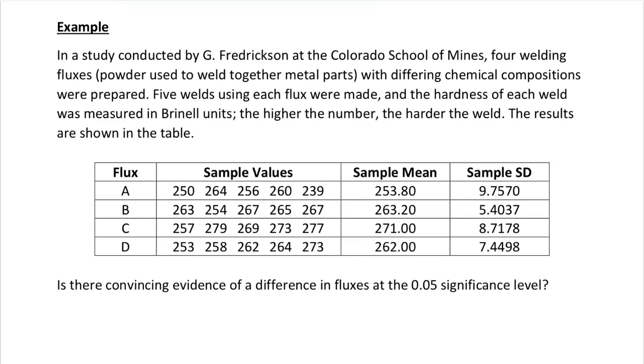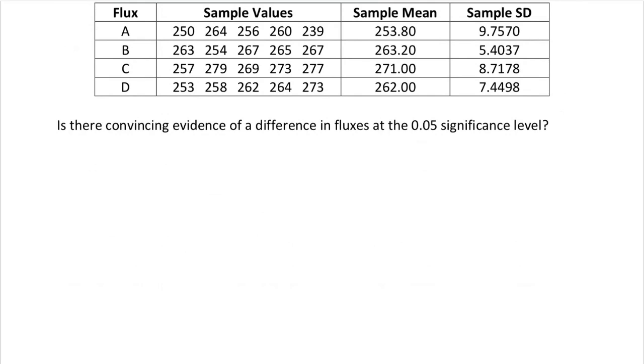We've got the sample mean and sample standard deviation, which we don't need for this, but again, would need if we did the Tukey-Kramer test. Or if it's unbalanced, you'd need the standard deviations. And here, even though we are balanced, even if we were not, the largest standard deviation is not more than twice the smallest. So we'd be fine either way. Is there convincing evidence of a difference in fluxes at the 5% significance level? Let's formally set this one up first, and then we'll go to Excel and see what the results are. So we've got our checks.